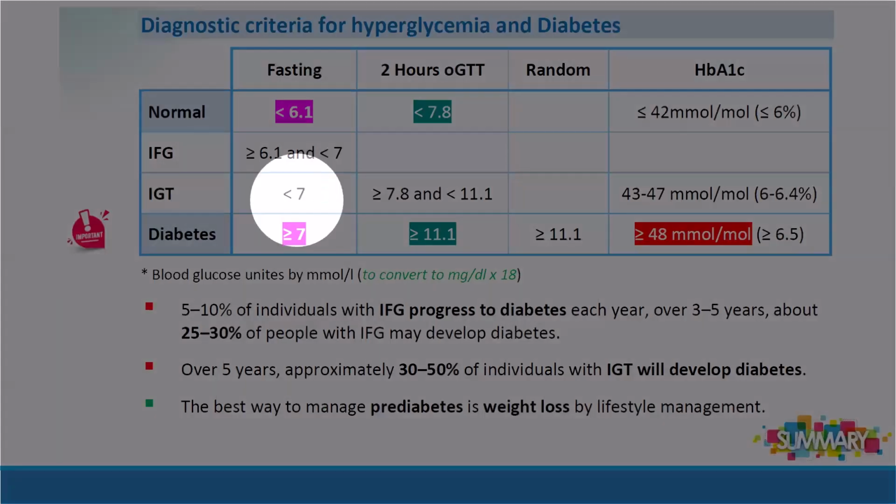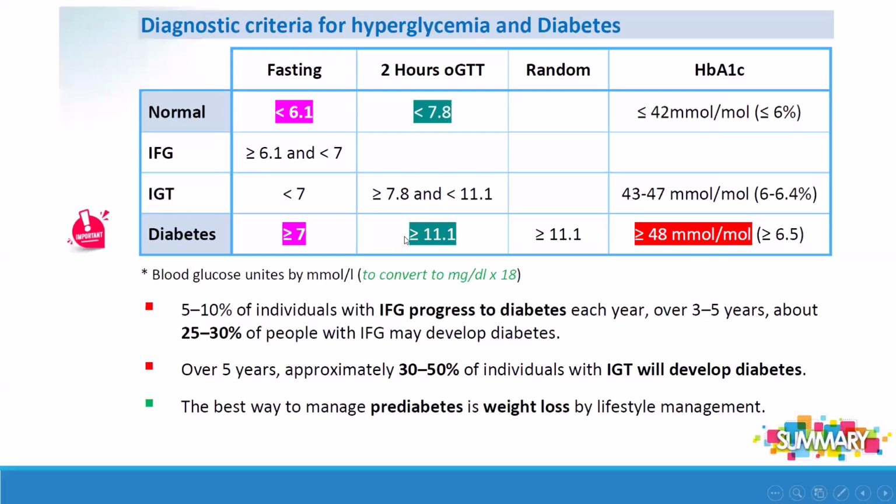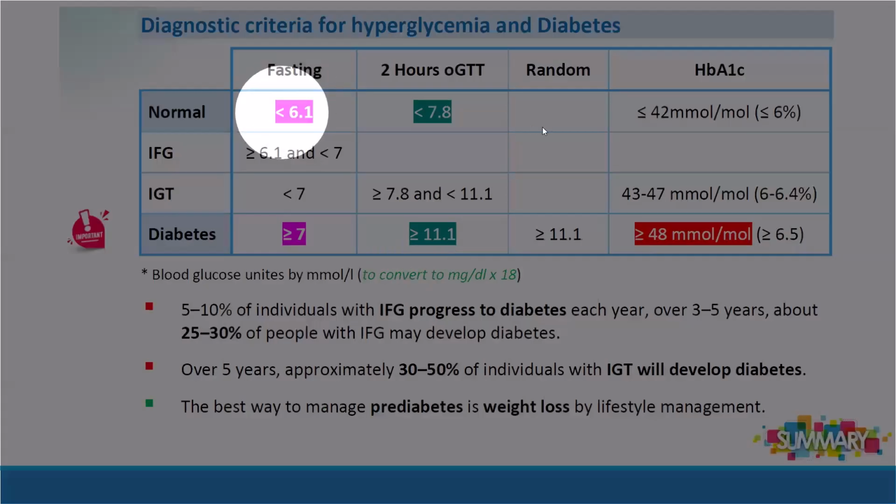The diagnostic criteria for diabetes are fasting more than 7, 2-hour more than 11.1, random more than 11.1, and hemoglobin A1C more than 6.5 or 48. This is the NICE diagnostic criteria, and the American Diabetes Association has different cutoff points for fasting and normal hemoglobin A1C. This is the most important.